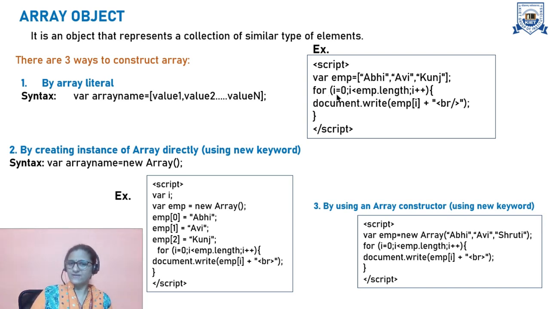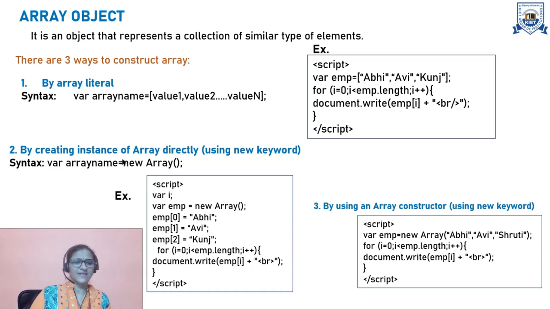So the for loop will count from the 0th index, from Abhi, till emp dot length. Length starts from 1, 2, 3, but index starts with 0, so it will go 0, 1, 2. Length is 3 basically. That's why we have kept the condition i equal to 0, i less than emp dot length, i plus plus, and then it will display each and every value associated with the particular index: 0th index, then 1, then 2. As soon as it moves to 3, it will come out.